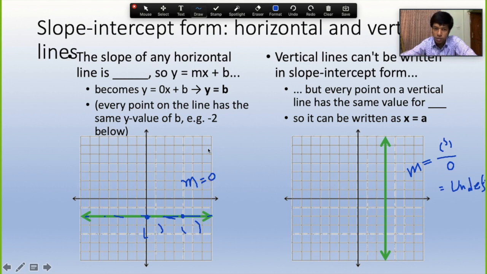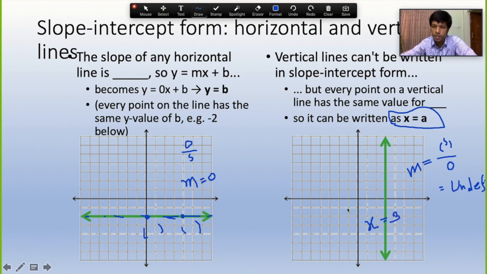And why is it 0? Because 0 divided by something equals 0, and something divided by 0 is undefined. That's why we get this. And the equation of any vertical line will be in this form: x equals a, where a is a number like 1, 2, 3. So the equation of this line will be x equals 3.